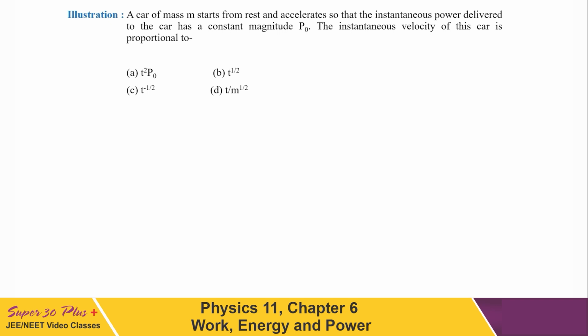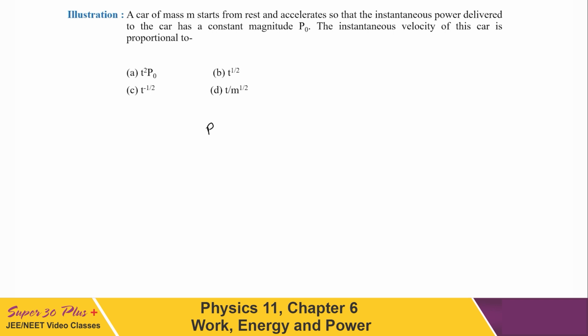Let us consider one example more. A car of mass m starts from rest and accelerates so that the instantaneous power delivered to the car has a constant magnitude P0. The instantaneous velocity of this car is proportional to. Different options are given here. So let us see how to solve this given problem.